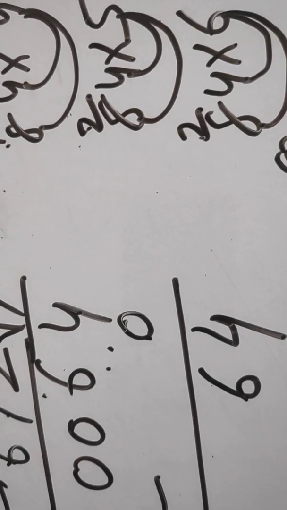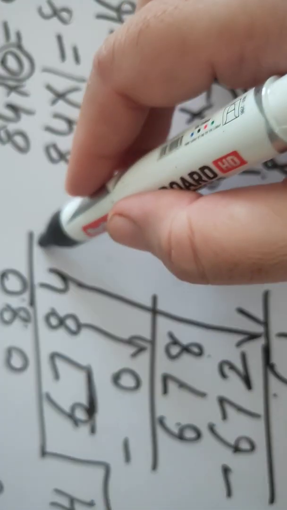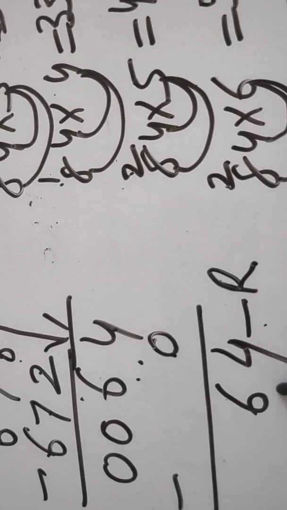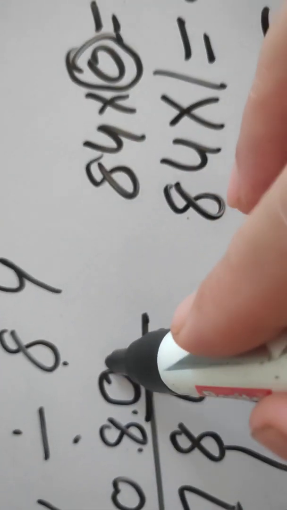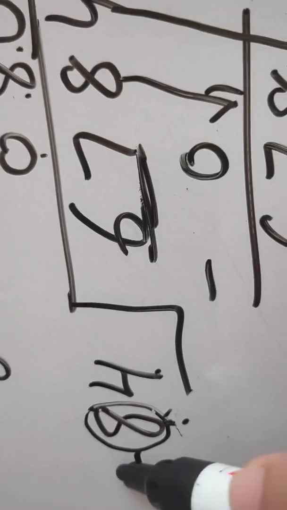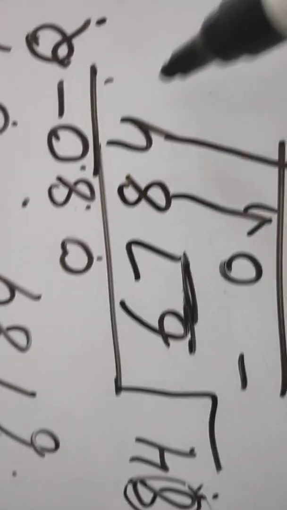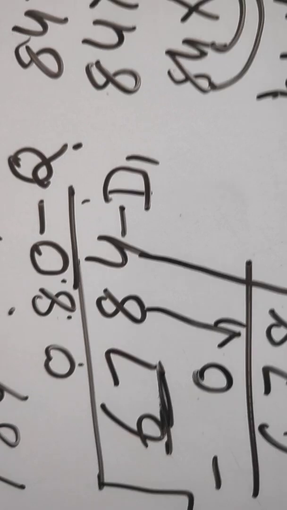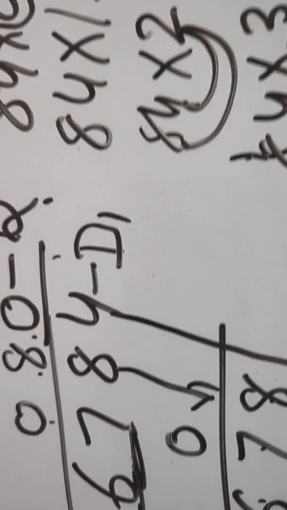6 minus nothing, 6. So what is your remainder? Because no digit is here to bring down, what is left at last is the remainder. 64 is the remainder. Your answer is 80 because in the front 0 has no value. Your divisor is 84. Your dividend is 6784.